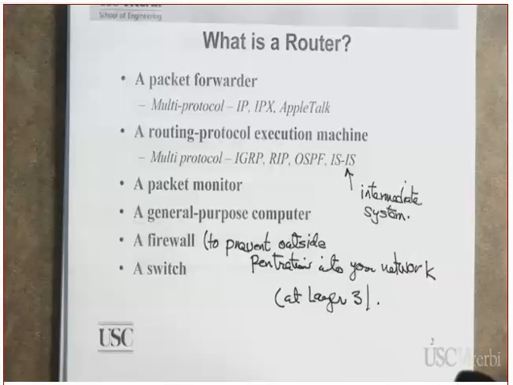OC48c is roughly 2 gigabits, which means what? This router can handle a rate of 2 gigabits per second. Giga means what? A billion. 2 billion bits every second. QoS, by the way, we will study shortly when we get to the technologies. QoS stands for what? Packet over SONET. It's a packet over SONET.